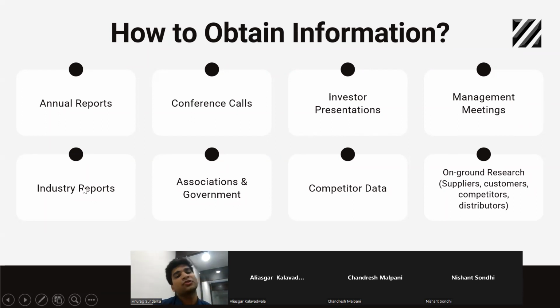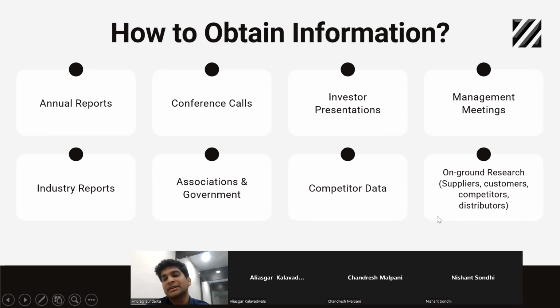Next is industry reports. A lot of organizations, let's say RBI, KPMG, FICCI, government bodies, produce reports that we can download and read, and that tells us about the current health of the industry. Next, associations and government. For automobiles, there is an association called SIAM, and a lot of their data points are very important to understand the automobile industry. Then competitors will also give all these out, so we collect data from competitors.